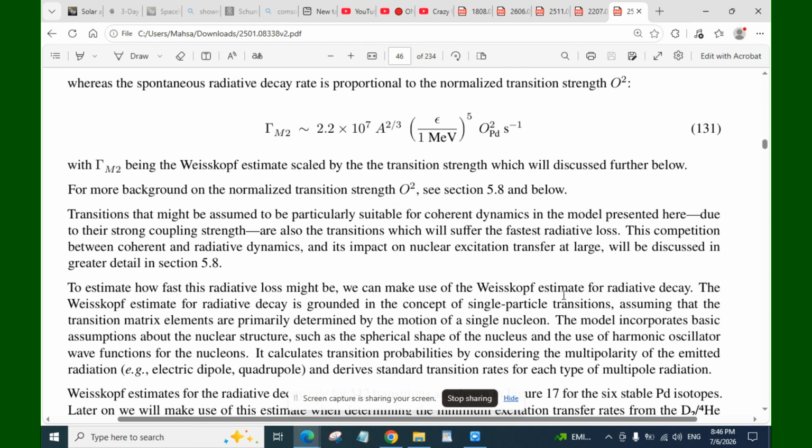Tau M2 is almost equal to 2.2 multiplied by 10 to the power of 7 r to the power of 2 divided by 3 epsilon divided by 1 electron volt to the power of 5, or palladium to the power of 2 1 per second, with tau M2 being a Weisskopf estimate scaled by the transition strength, which we'll discuss further below. For more background on the normalized transition strength O2, see sections 5.8 and below.